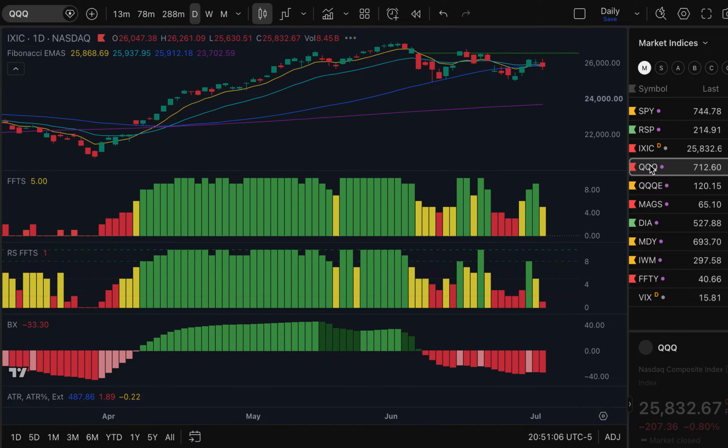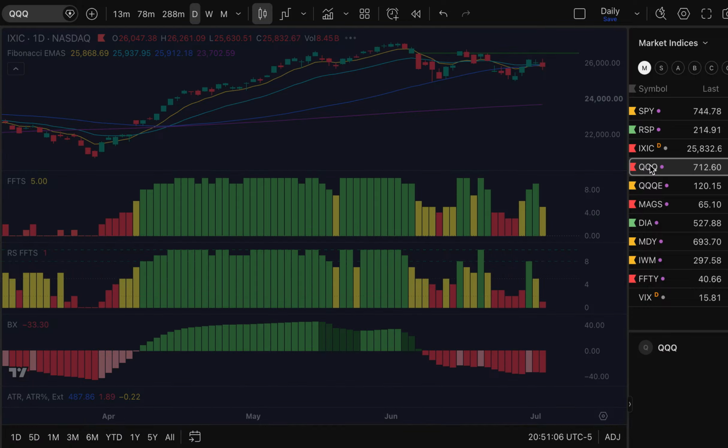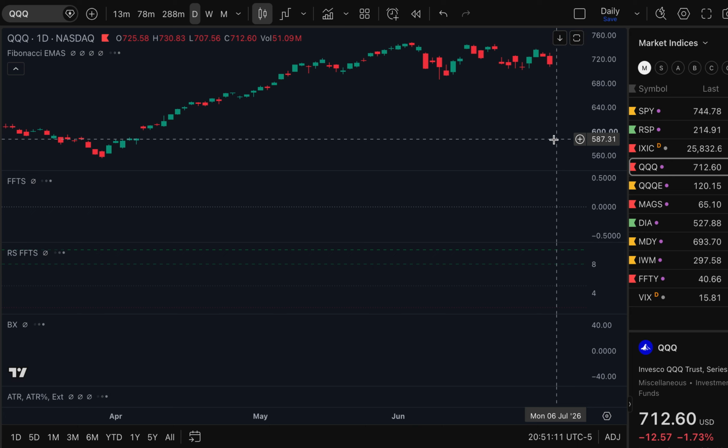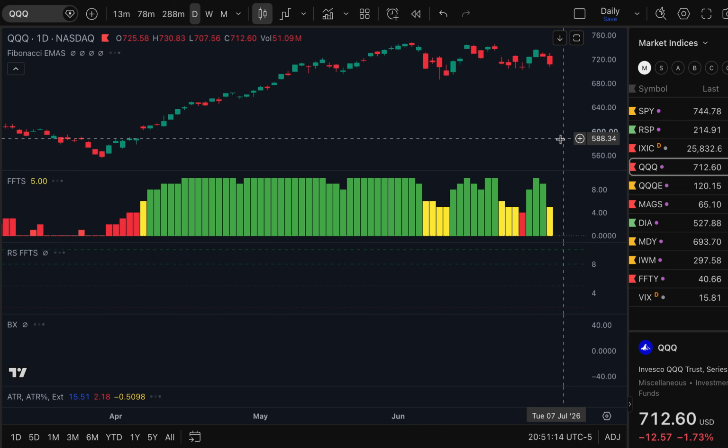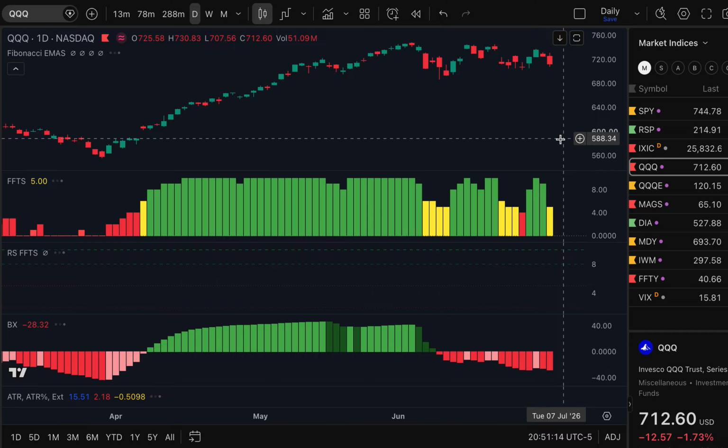Next is the NASDAQ 100 QQQ. That's what we started with. Let's just take another look back at that. Trend stack is 5 out of 10.